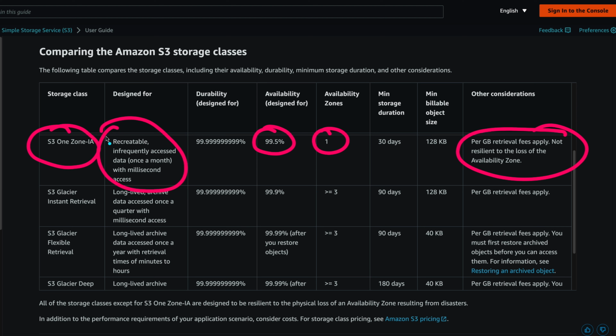Now we start diving into the Glacier storage classes. So these S3 Glacier tiers are great for archive data.